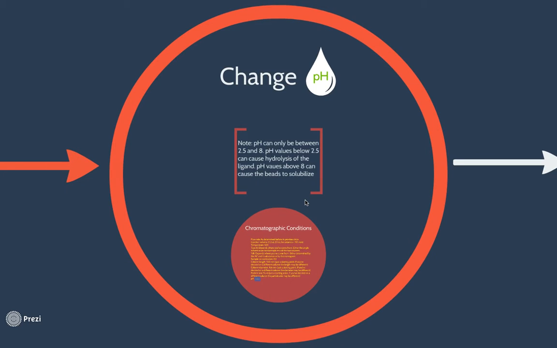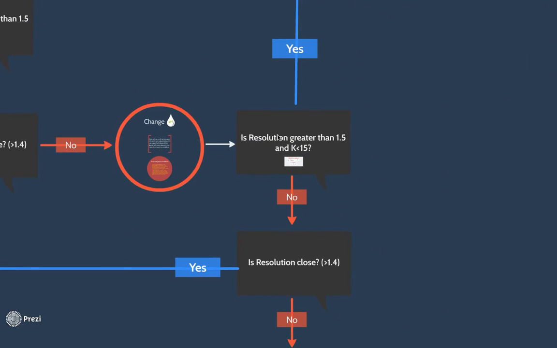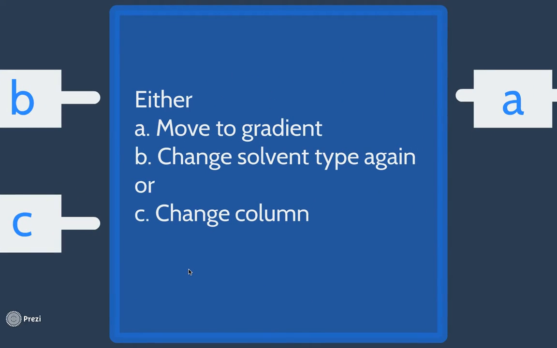So we'd go here and we'd change pH. Ask ourselves again if we achieve the goal. If so, back to the smiley face. If not, see if we're close. If we are close, go and change efficiency. But if we're not, we're kind of out of options.